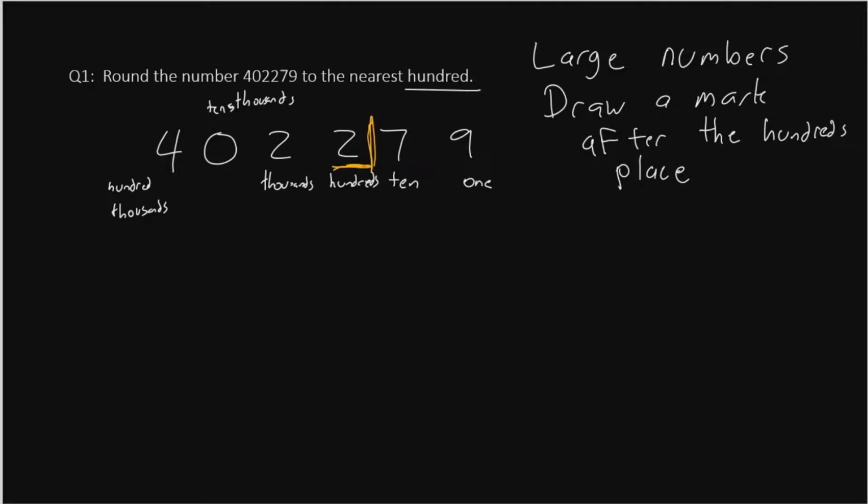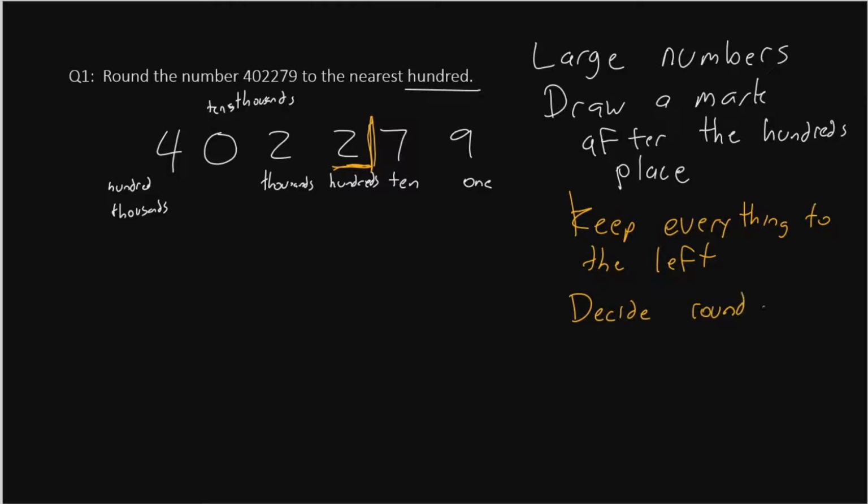So when we draw that mark, we're going to keep everything to the left of that mark. And then decide if you want to round up or down based on the number after the mark. So the number after the mark here is this 7. Now, based on that 7, can you tell me whether I should round up or round down?